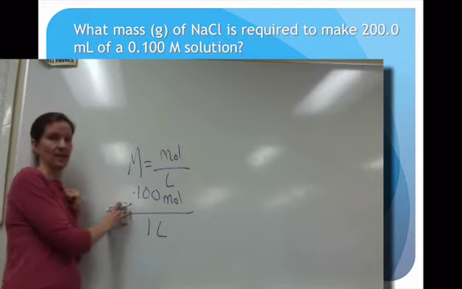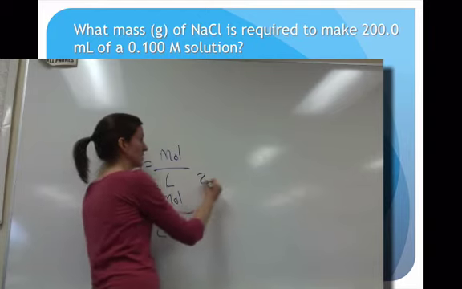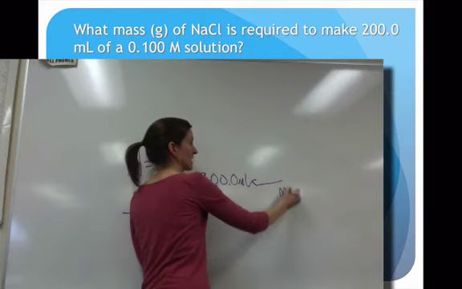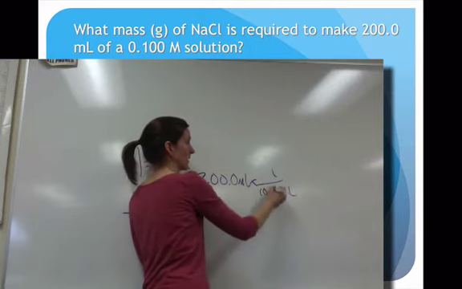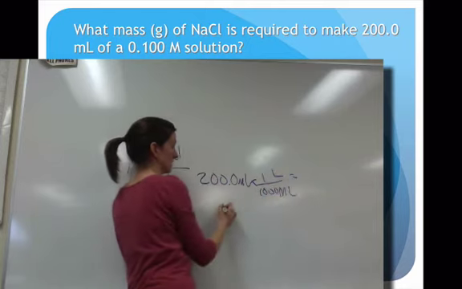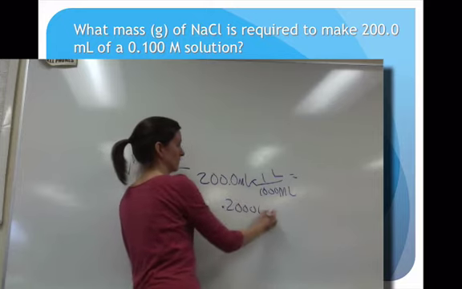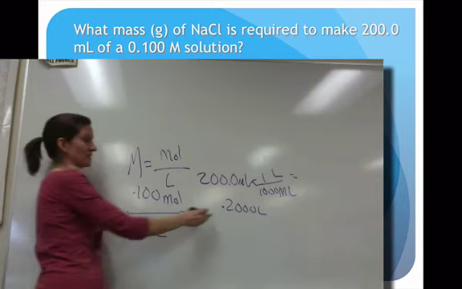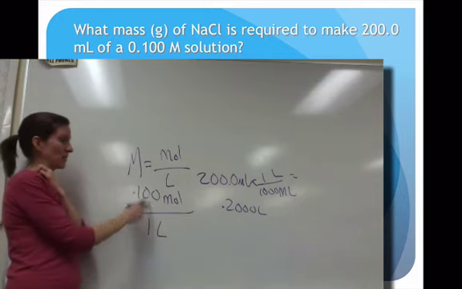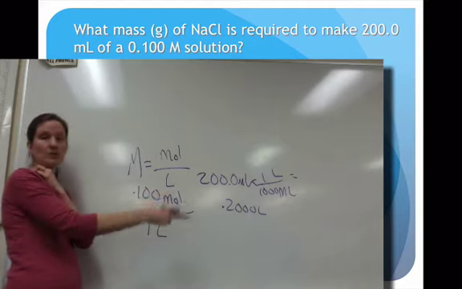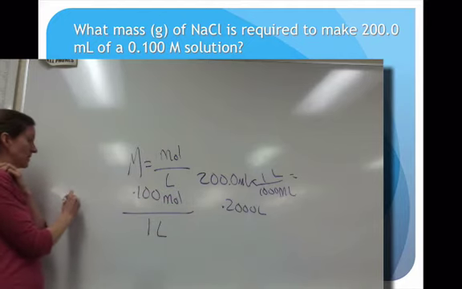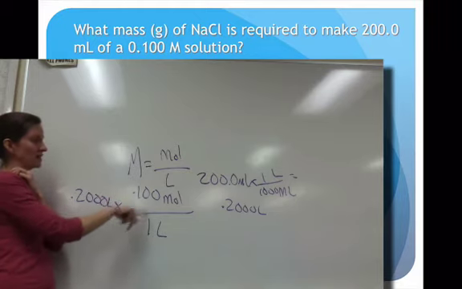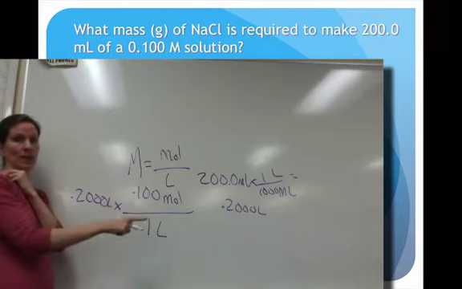So if I use this then, I'm given in the problem 200.0 milliliters, which I can make into liters the same way I did before. I have 0.2. And that's the number I'm starting with. I'm trying to say if I have this many liters, and for every 1 liter I have 0.100 mole, how many moles do I actually have in this problem? So that's my starting number. If I multiply it by this relationship, I would get moles out.